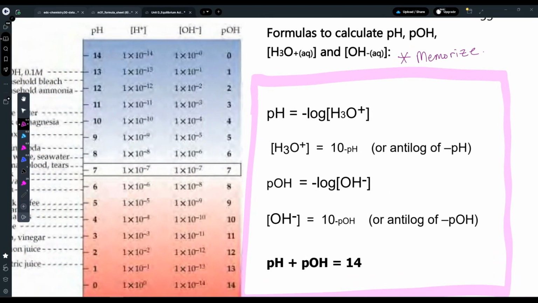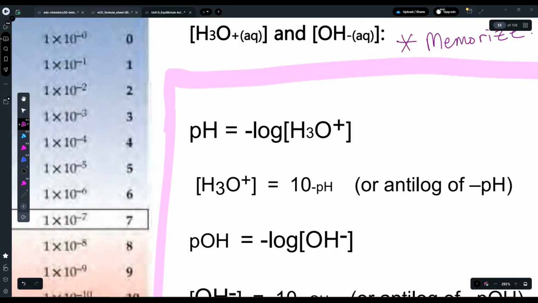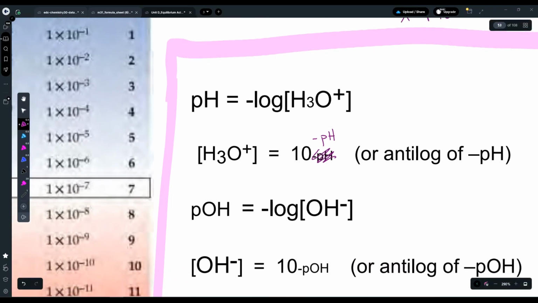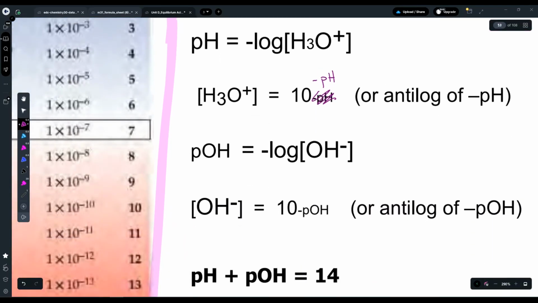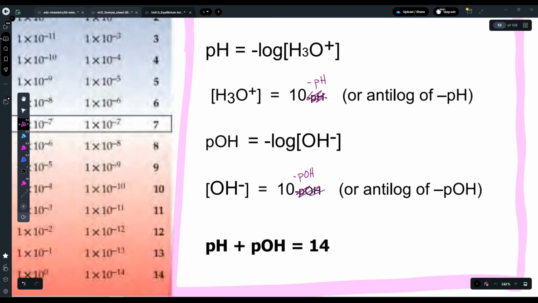Now, there are some little typos here. For finding the concentration of hydronium, it should be 10 to the power of negative pH. So this should be superscript. And same for finding the concentration of hydroxide ions using pOH. It should be 10 to the power of negative pOH. So again, just making sure that that is superscript instead.